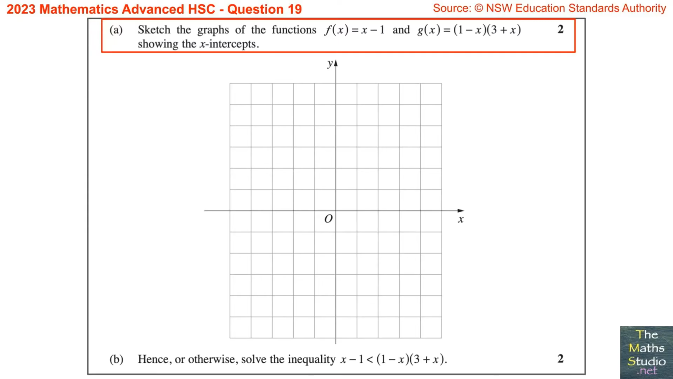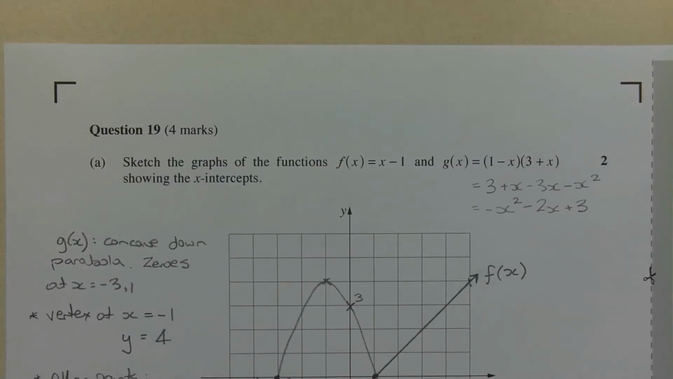Question 19, Part A. Sketch the graphs of the functions f of x equals x minus 1 and g of x equals 1 minus x in brackets times 3 plus x in brackets, showing the x-intercepts. We can start off by expanding this expression here. In other words, express g of x in expanded form rather than factorized form. So applying the extended distributive law, we get g of x is equal to 3 plus x minus 3x minus x squared. And putting that all together, collecting like terms, we get negative x squared minus 2x plus 3.